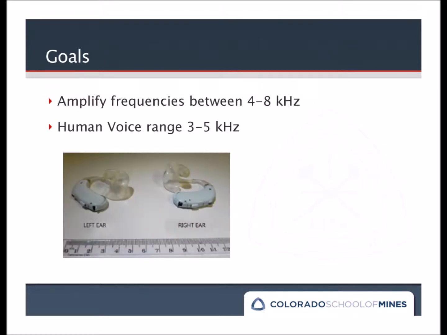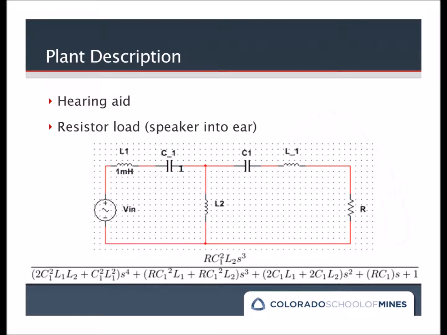Our goal was to amplify frequencies between 4 and 8 kHz because that is a common hearing loss frequency range, and the most prominent frequencies in the human voice are between 3 and 5 kHz. To start, we used a common bandpass filter as our plant. Our general design is the one pictured.